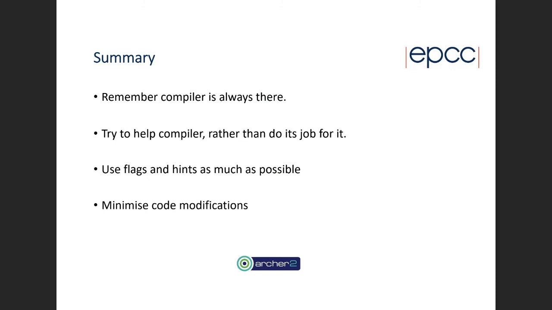To sum up, remember the compiler is always there. Try to help the compiler rather than doing its job for it. Use flags and hints as much as possible, and try to minimize the code modifications that you have to make. You almost certainly will at some point have to or want to modify code for optimization reasons, but you should at least think twice before doing it, and ask yourself: do the performance benefits really outweigh the software engineering downsides?